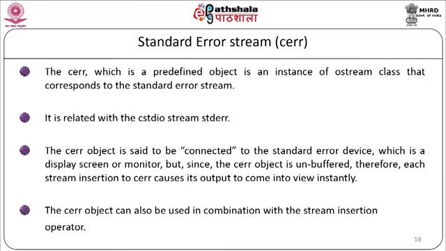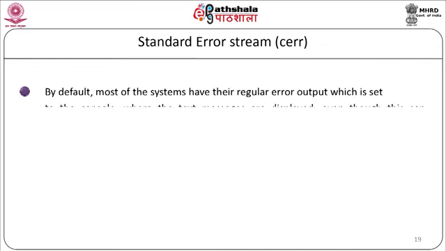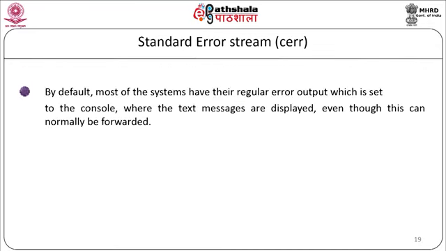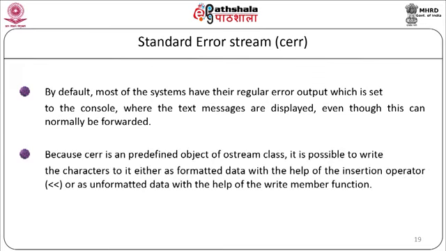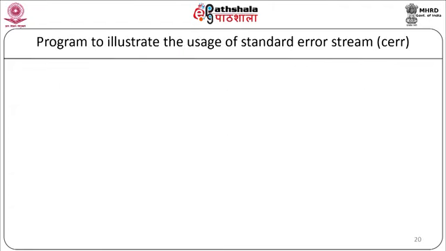The cerr object can also be used in combination with the stream insertion operator. By default, most systems have their regular error output set to the console where the text messages are displayed, even though this can normally be redirected. Because cerr is a predefined object of the ostream class, it is possible to write characters to it either as formatted data with the help of the insertion operator or as unformatted data with the help of the write member function. Now let's see a simple program to see the usage of the standard error stream.